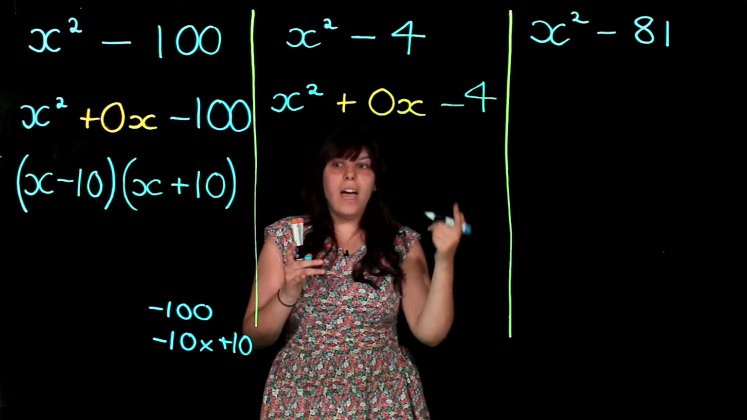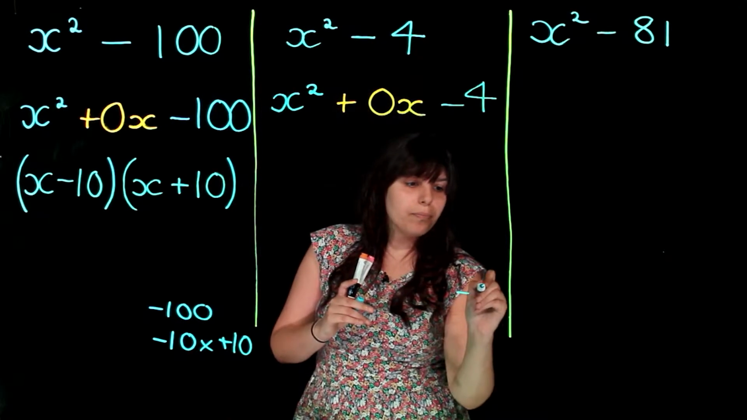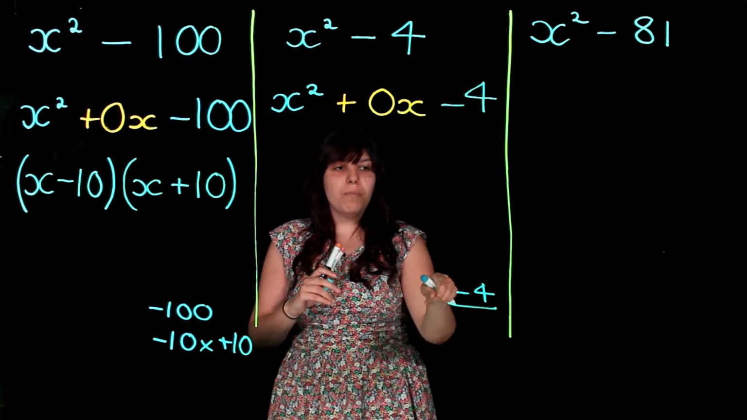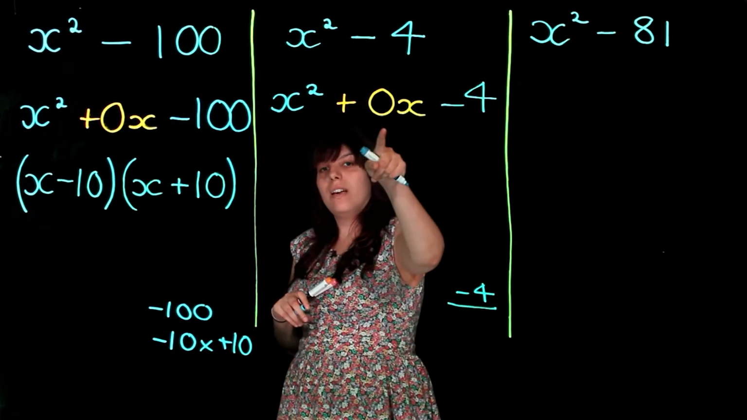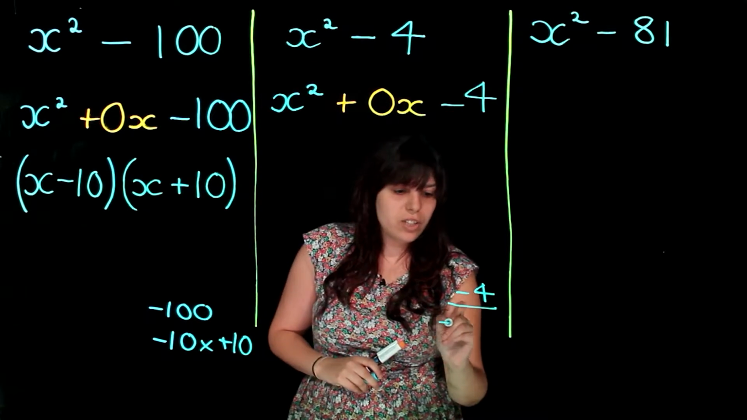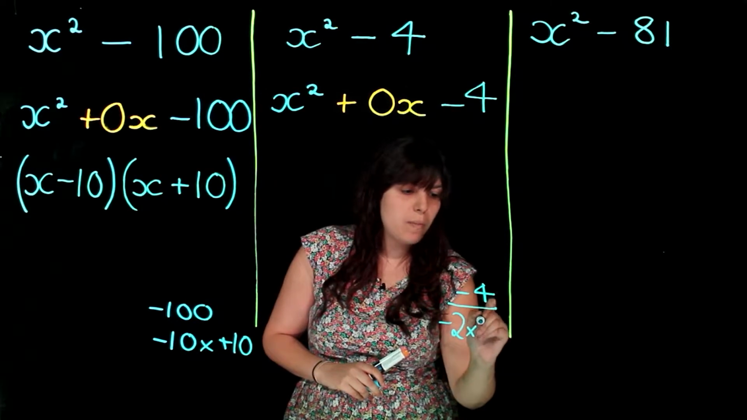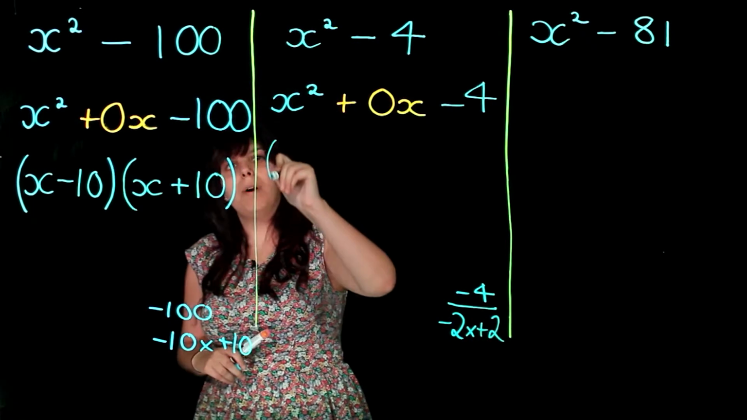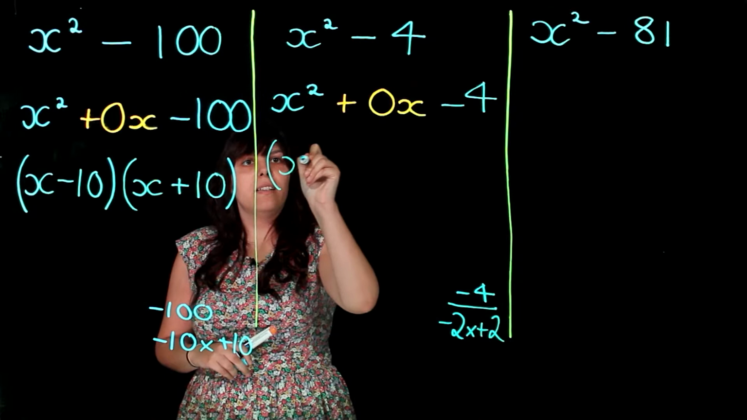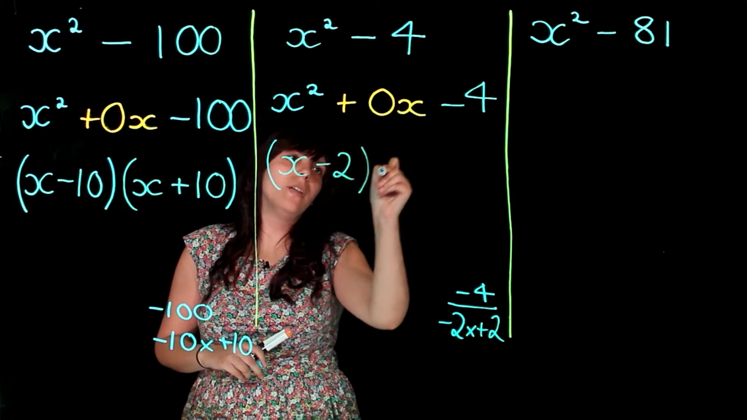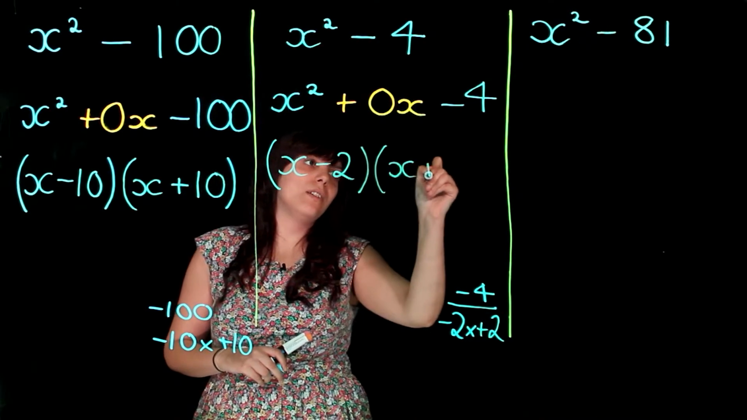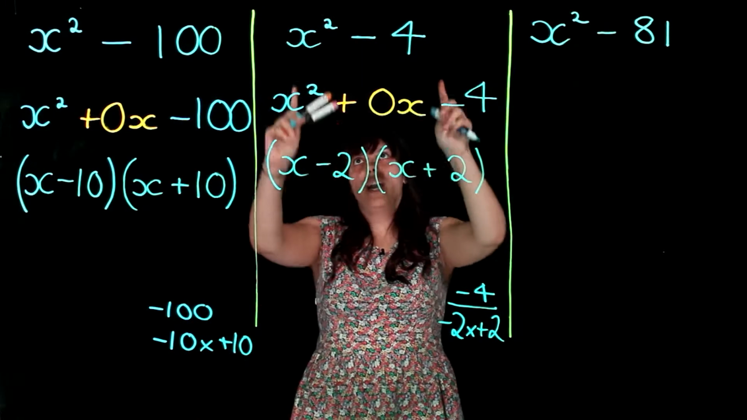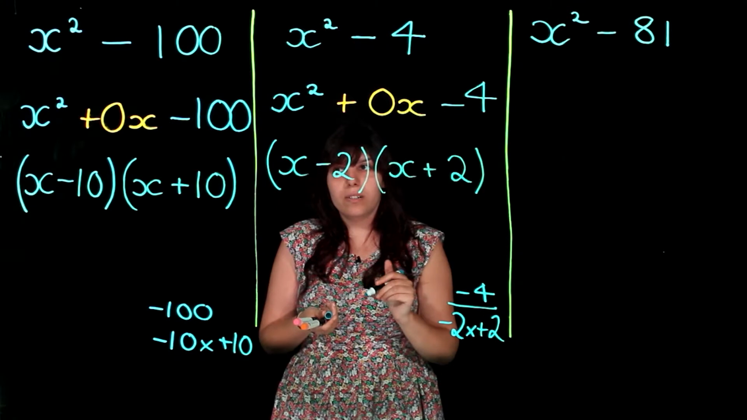And with that, again, I'm going to find factors of minus 4. So I need factors of minus 4 that make 0 when I add them together. So that's just going to be minus 2 times plus 2. So if I put them back in my brackets, I get x minus 2, x plus 2. And that's my x squared minus 4 factorised.